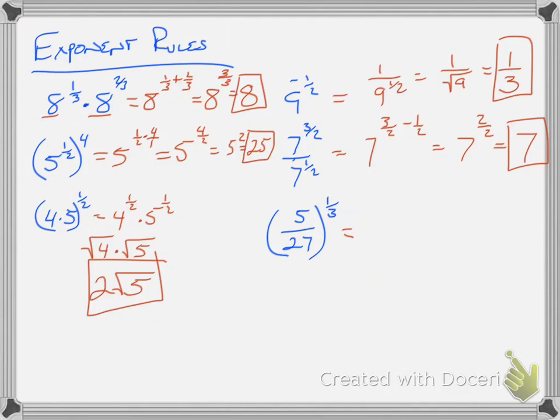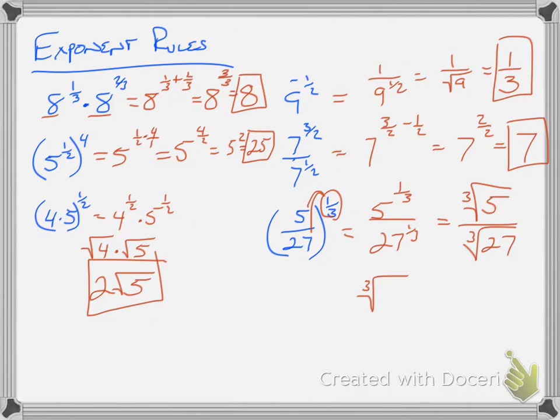And a power of a quotient, remember that power, that exponent, goes to both numerator and denominator to the exponent, so it's 5 raised to the 1/3 over 27 raised to the 1/3. And I can change that to the cube root of 5 over the cube root of 27. And by now you should be familiar with the cube root of 27 is 3. And that doesn't need to be rationalized anymore. Those are the simplified form.